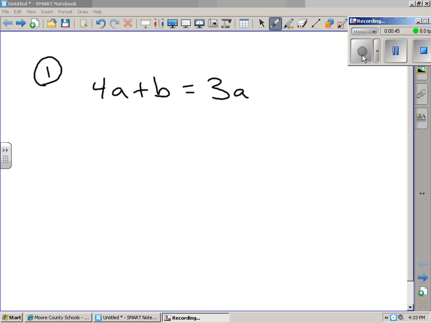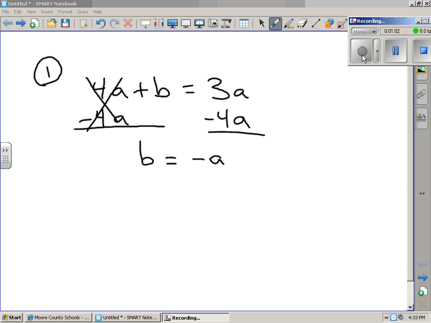We're going to start by collecting like terms. So what I'm going to do is subtract 4a from each side. 4a minus 4a is equal to 0. So we're left with b on the left side, and on the right side we're left with a negative 1a.